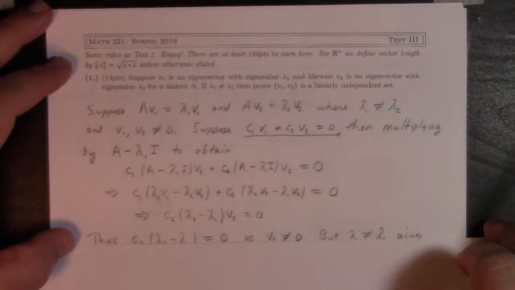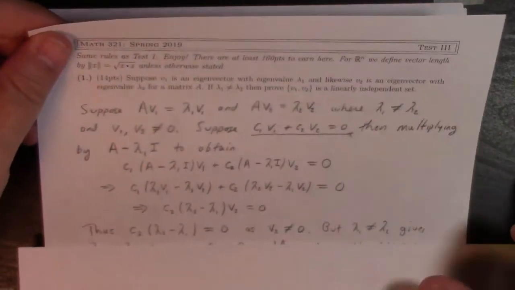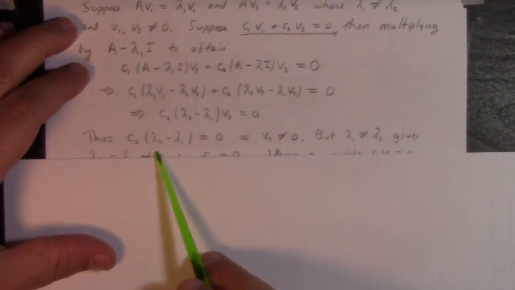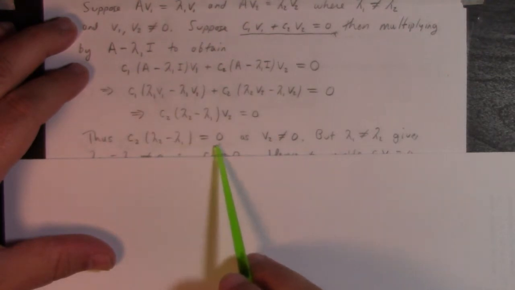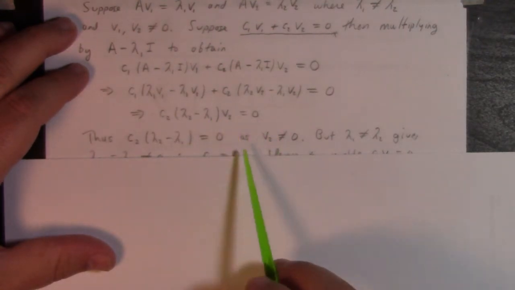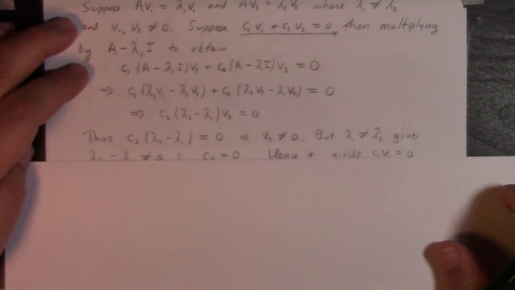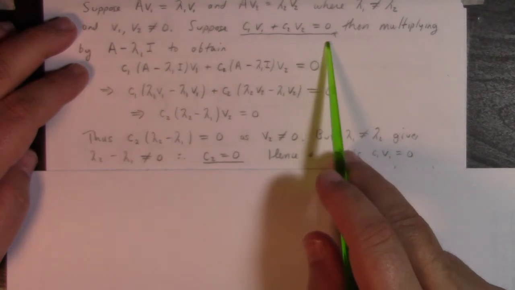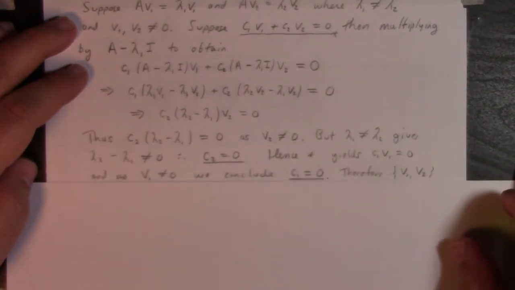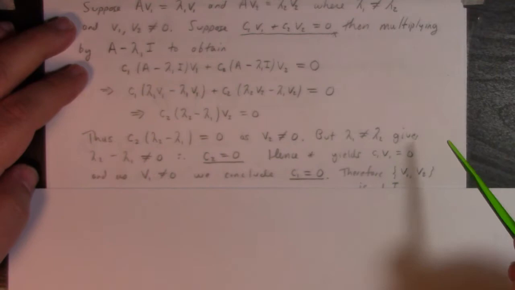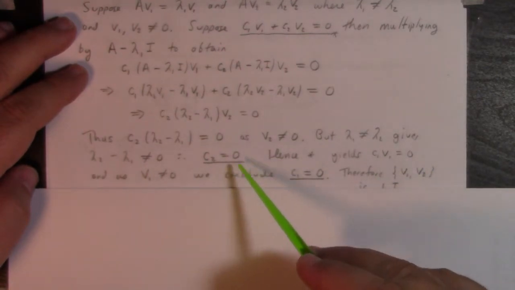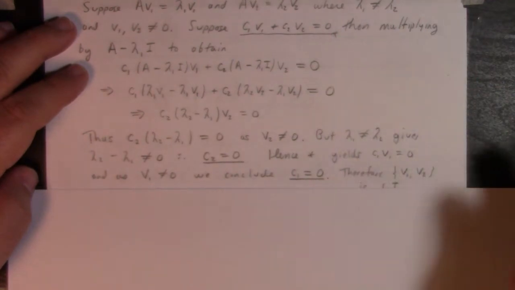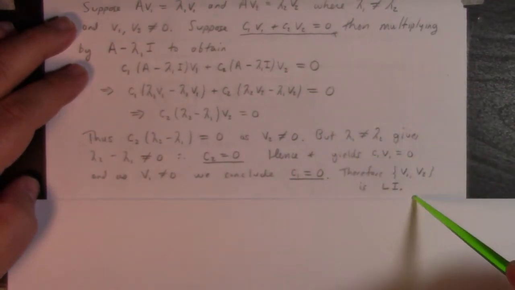Now, alright, so what's that tell us? That tells us that c2 times the difference of the lambdas must be 0 since v2 is non-zero, right? But we knew that the lambdas were distinct, hence we get that c2 must be 0. But then returning to star, our initial assumption, that gives us that c1 v1 is 0, but since v1 is not 0, that gives us that c1 is 0. So we got c1 equal to 0, c2 equal to 0. Therefore, since we've shown that that's an implication of star, it follows that {v1, v2} is linearly independent.